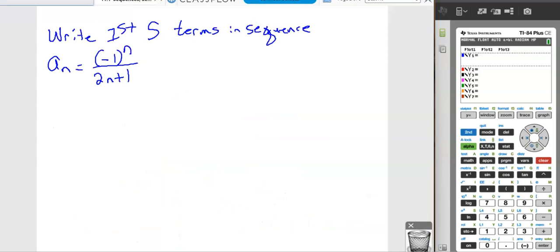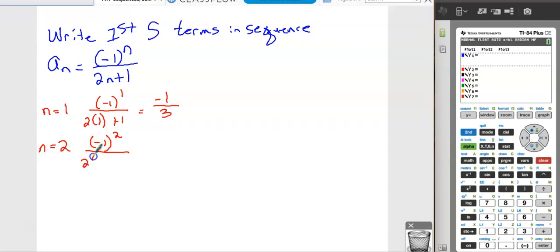All right, so here, what if I gave you a bigger function? It said write the first 5 terms in the sequence. Well, again, if n equals 1, so negative 1 to the first power, and then I'm putting 1 down here. Everywhere there's an n, I'm putting 1. Well, that's negative 1, and then on the bottom, I have 3. Well, what if n equals 2? Negative 1 to the second power is positive 1. 2 times 2 is 4. 4 plus 1 is 5.